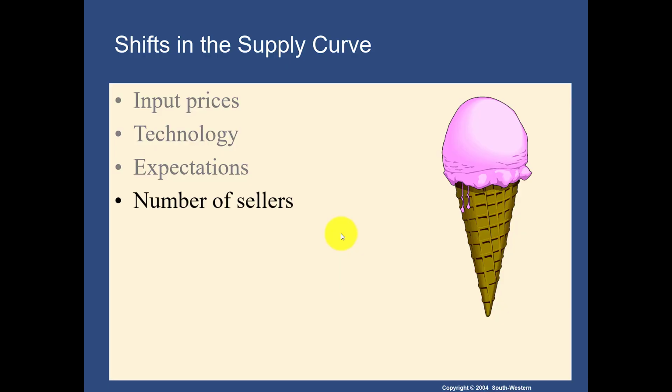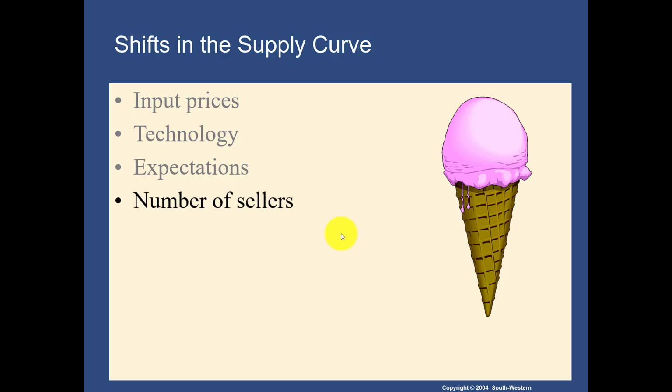What about the number of sellers? This is an obvious one. If you have 10 sellers in the market for a certain product, then that's the supply level. What if you get 20 now, each supplying an equal amount? So now there are 10 extra suppliers in the market, and all of a sudden you have twice the amount you had before. So if the number of suppliers increases, the supply of that product goes up. If it decreases, the supply of that product goes down.